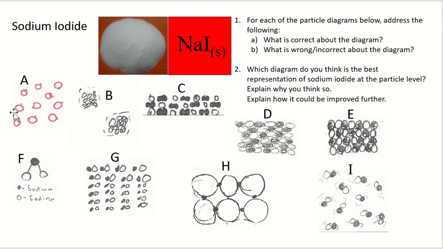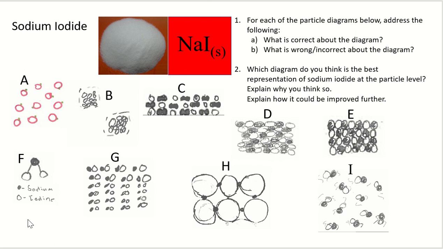If we go back and look at all of those diagrams, we can talk about them individually. So A was good as far as showing the size difference, but they're too far apart, and they're existing in little pairs, kind of like a molecule. Remember, ionic compounds don't actually exist as individual units. That formula unit shows a ratio in a crystal, but not something that independently exists.